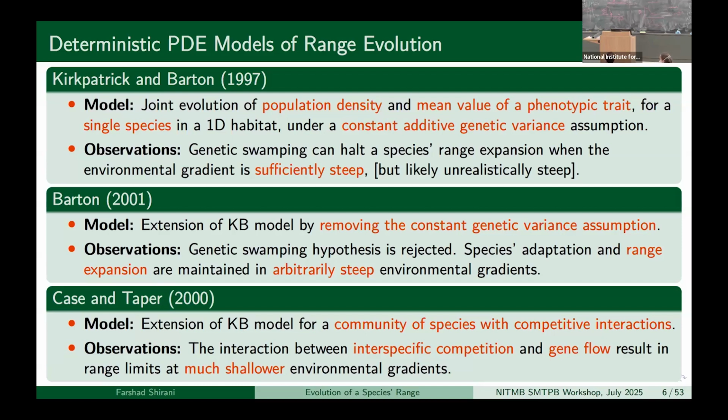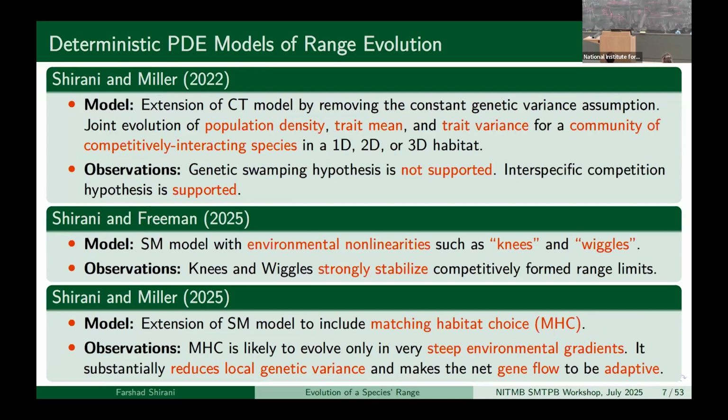Another major contribution comes from Case and Taper. In that model, they extend the Kirkpatrick-Barton model to a community of species which are interacting competitively. And then they show that interspecific competition can interact with gene flow and can set range limits in a much shallower and more realistic environmental gradient. But the Case and Taper model is still based on the constant trait variance assumption. What we did, we first relaxed that assumption of Case and Taper. We allowed for the joint evolution of trait variance with trait mean and population density.